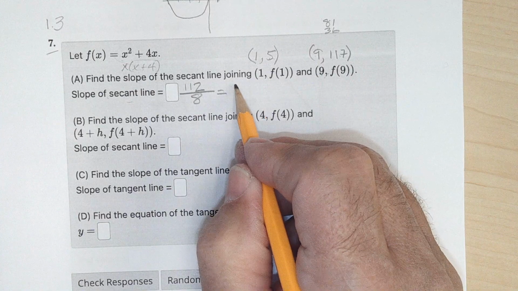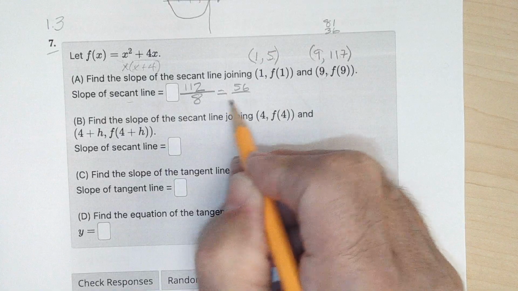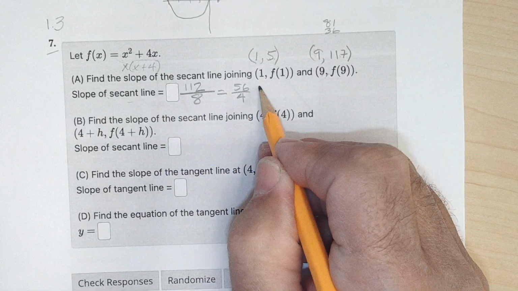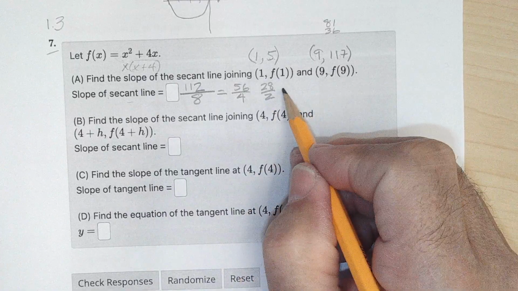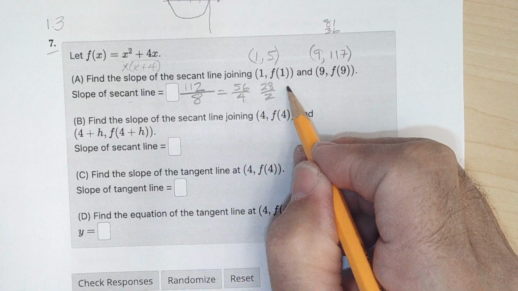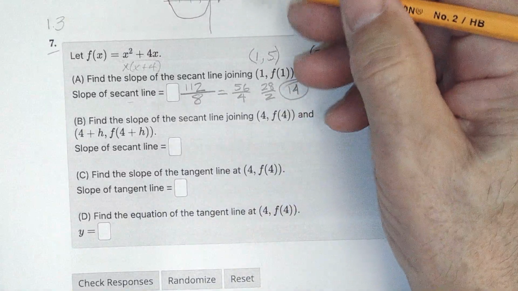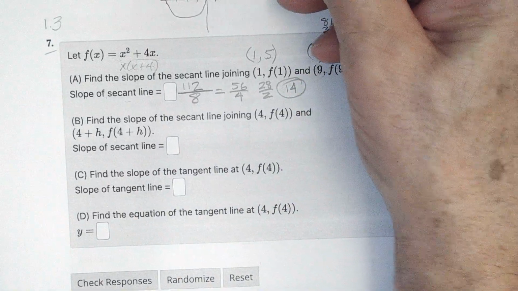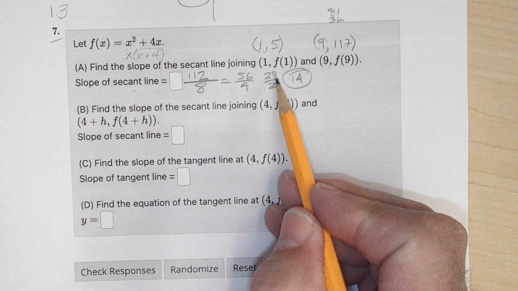This is the slope, but we can reduce it. That's 56 over 4, 28 over 2, 14. Slope of 14 goes up 14 for 1. Okay.